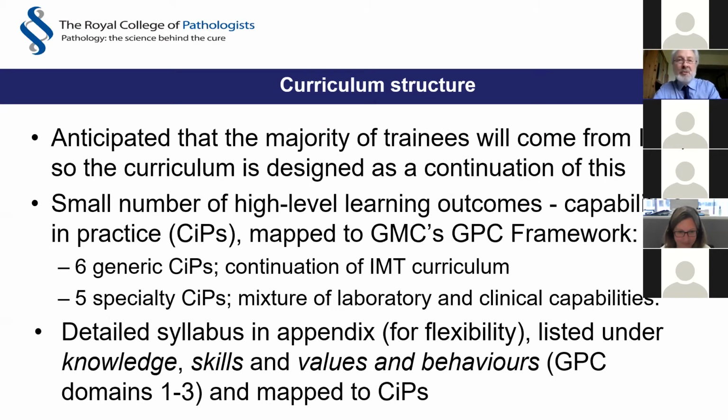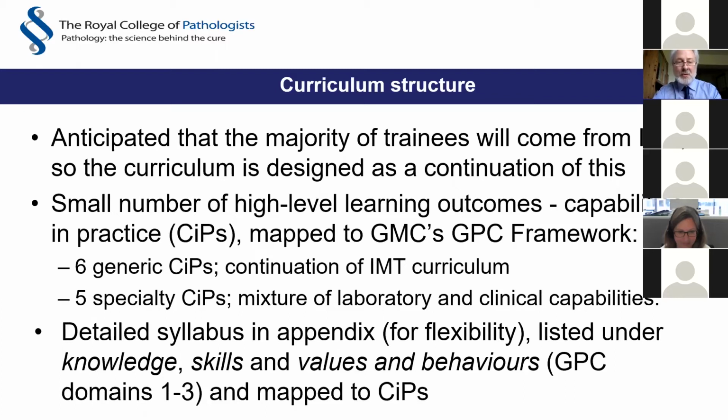So we devised the curriculum as a continuation of the IMT curriculum. Rather nicely, this had already been approved, so it gave us a template from which to work. And that curriculum is based on a small number of high-level learning outcomes called Capabilities in Practice, or CiPs, which are all mapped to the GMC's GPC framework. So we adapted this. We continued the 6 generic CiPs. They are a straight continuation of the IMT curriculum. And then we have 5 specialty CiPs, which are a mixture of laboratory and clinical capabilities.